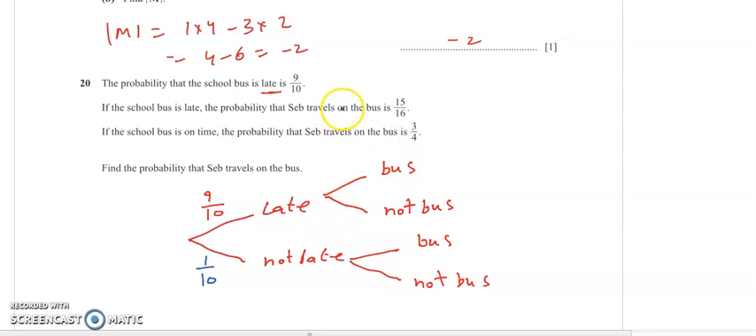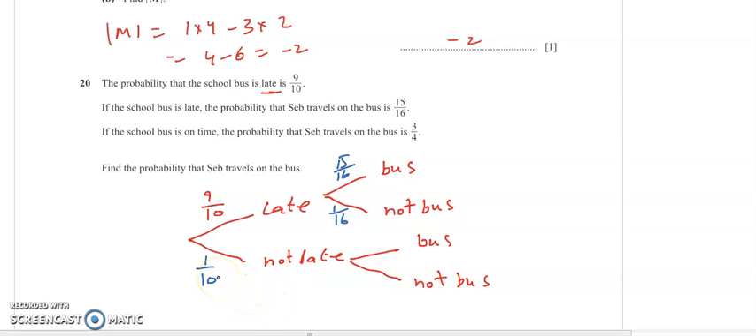And it is given that if the school bus is late, if he will choose this path for the late one, if the school bus is late, the probability that Sib travels on the bus is 15 over 16. So he will choose a bus while he will be late will be 15 over 16. Then in that case, for not choosing the bus will be 1 minus 15 over 16. That will give us 1 over 16.